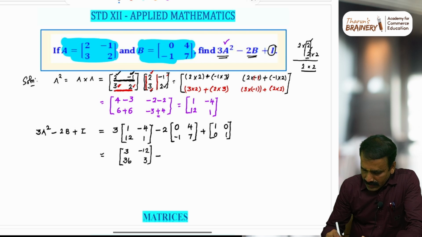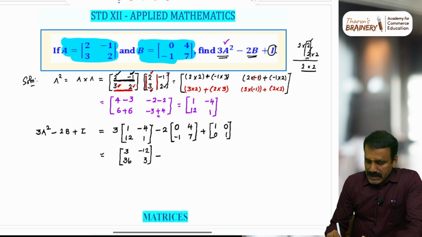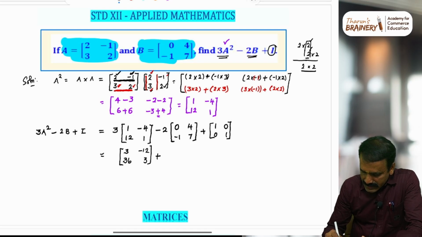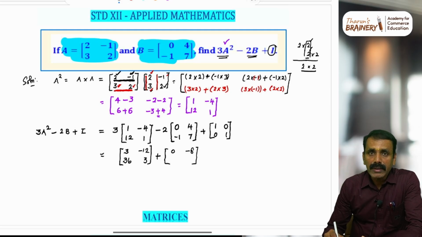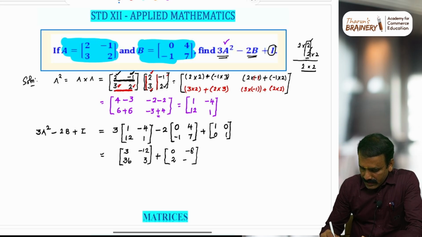Minus. So we have to multiply this minus 2 inside. So when you take minus 2 inside, this term becomes plus. So I am going to multiply minus 2 inside. So minus 2 into 0, 0. Minus 2 into 4, minus 8. Minus 2 multiplied with minus 1, it is going to be equal to 2. Minus 2 into 7, minus 14. Plus identity matrix is going to be 1, 0, 0, 1.